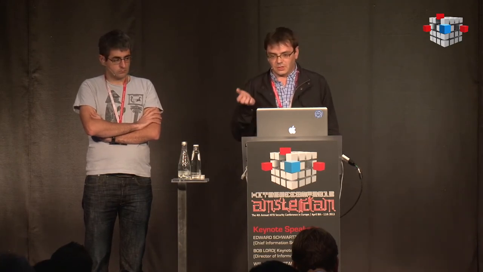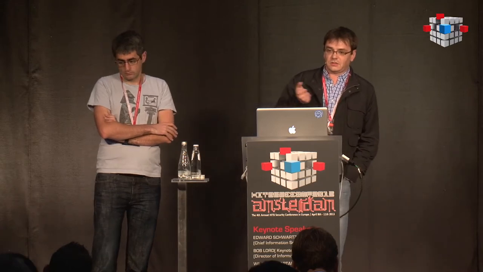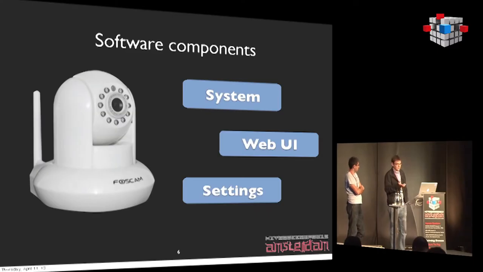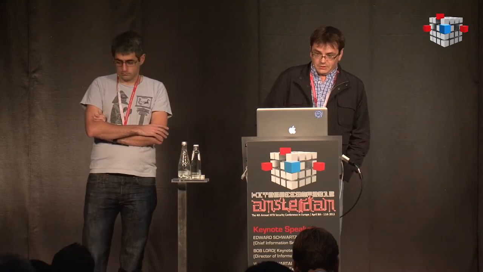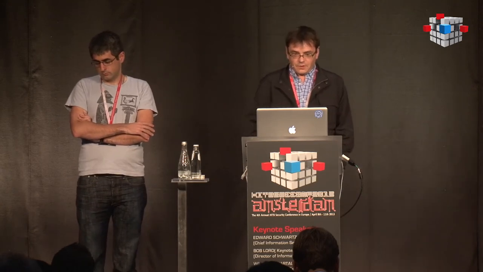Web UI, which is a file that contains the static HTML, JavaScript, and CSS, and some image files that are going to be served over HTTP, and settings file, which stores the camera settings and all your credentials and all configuration that would customize your camera. I'll just briefly go over what the files look like.